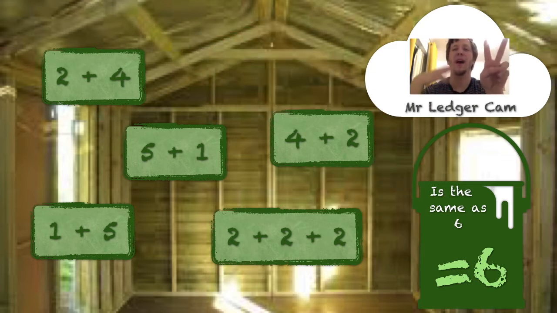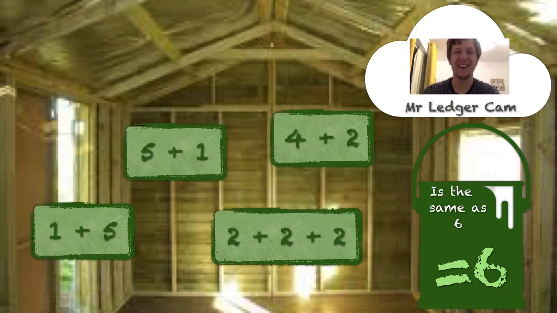2 and 4. 1, 2, 3, 4, 5, 6. 2 and 4 is the same as 6. 5 and 1. Well, we know 5. What's 1 more than 5? 6. 5 and 1 is the same as 6.